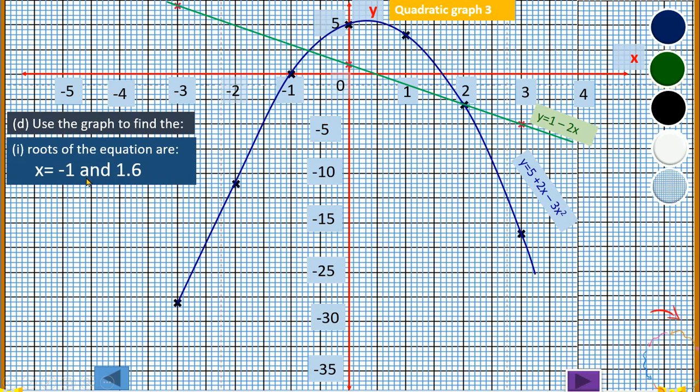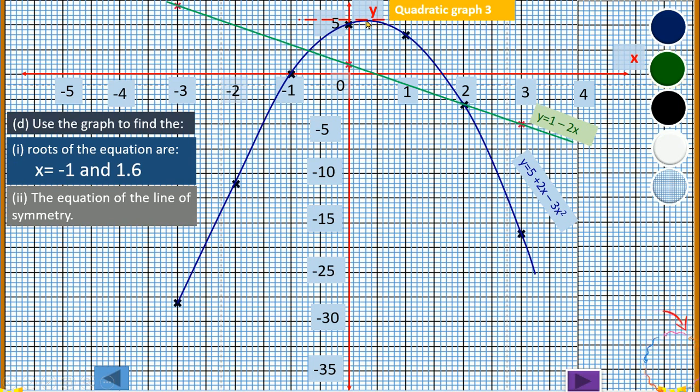So the roots are minus 1 and 1.6. Now we are going to answer the next question, to find the equation of the line of symmetry. The line of symmetry is the line that divides these two curves into two equal halves, so that the left side is exactly the same as the right side, and that point will be at the maximum point of the graph. So we're going to draw a horizontal line at the maximum point.